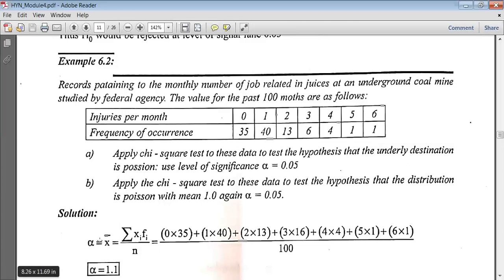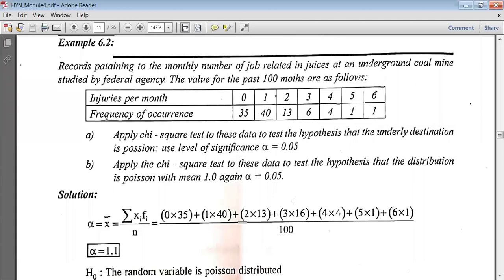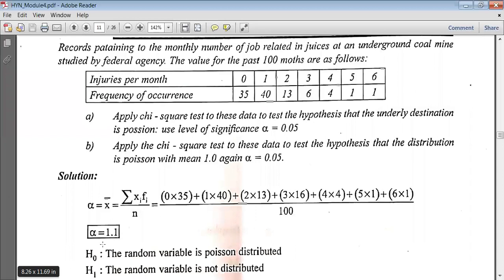So we have to make use of the formula for the mean, which is x bar. X bar is sigma fx divided by n, where f is the frequency and x is the value. So fx is 0 into 35 plus 1 into 40 plus 2 into 13 plus 3 into 6 plus 4 into 4 plus 5 into 1 plus 6 into 1, divided by n, which is 100. We got the alpha value as 1.1. Use this alpha value to find the expected frequency.